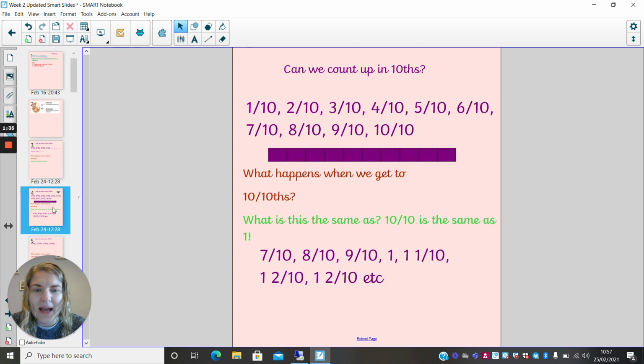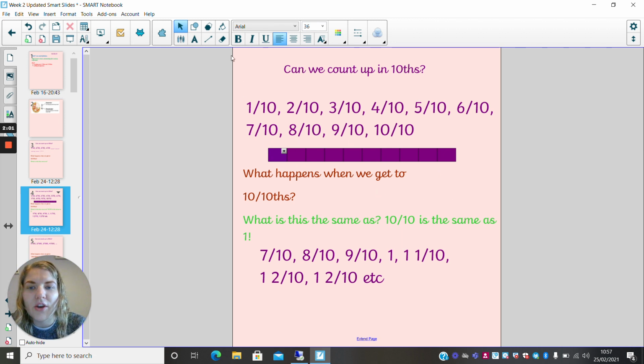Okay, welcome back. So the sequence would go 1 tenth, 2 tenths, 3 tenths, 4 tenths, 5 tenths, 6 tenths, 7 tenths, 8 tenths, 9 tenths, and then 10 tenths. Okay, so have a look at this bar model in front of us. Can you see here, this bar model is split into 10. The bar model is the whole, and each one of those is a tenth.